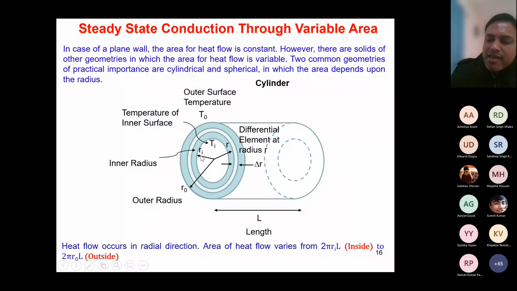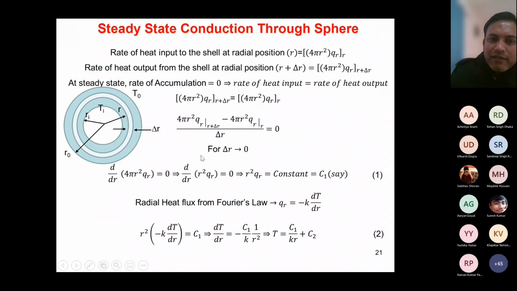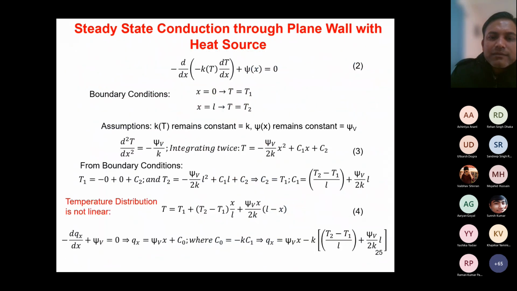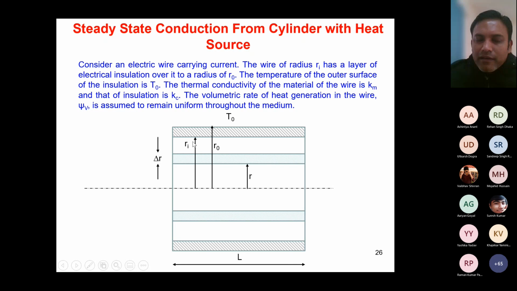But unlike this case, in the present situation, you can see it's not a hollow pipe. It's a metal wire, isn't it? Correct. And it is starting from R equals 0 to Ri.